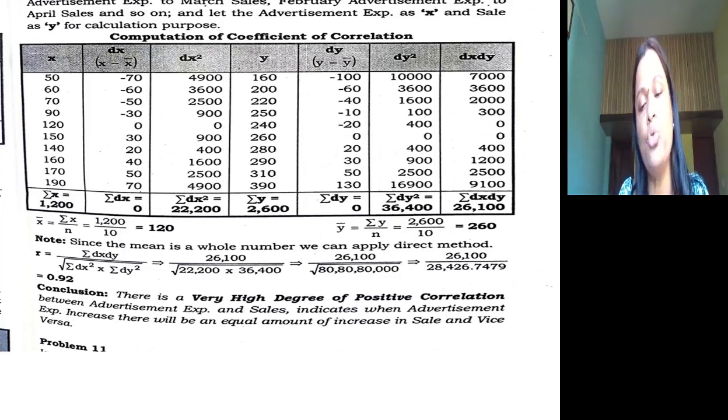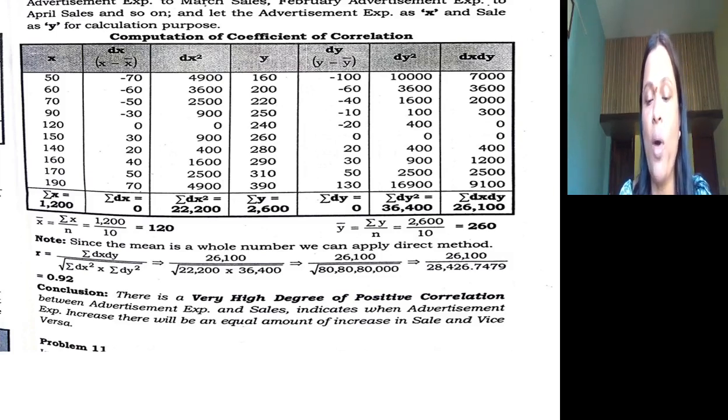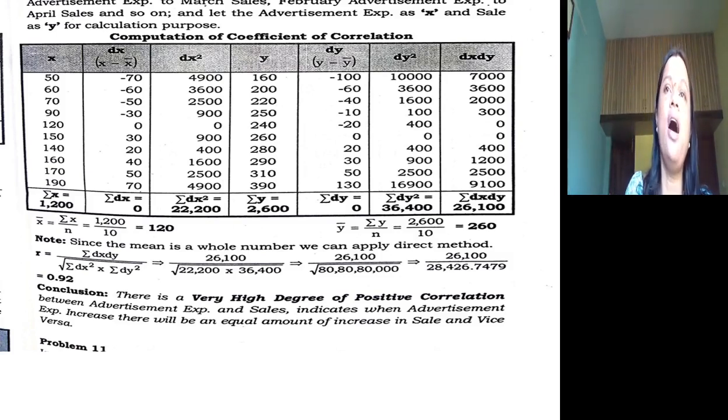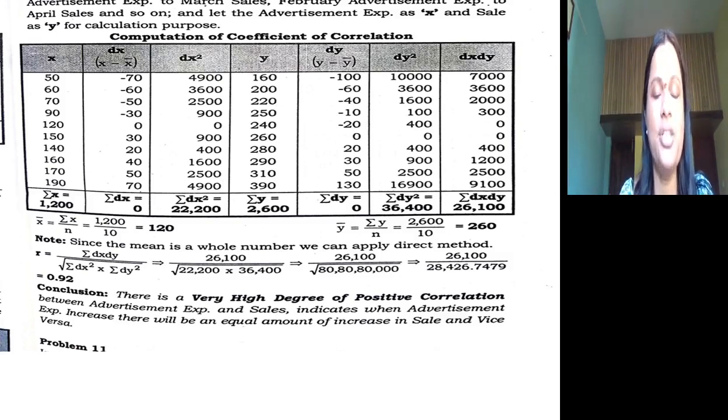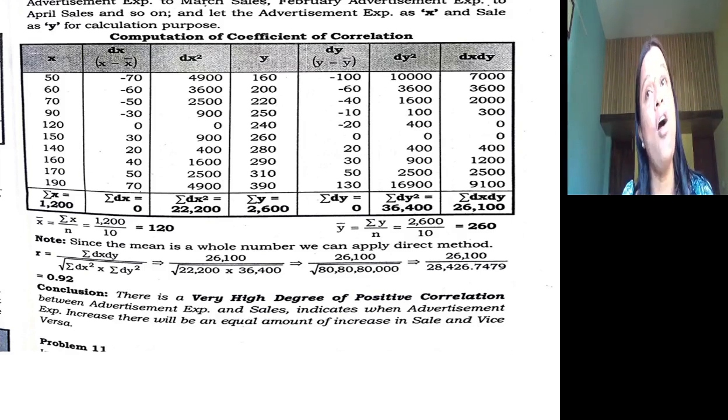Again sum of Y is 2600, divided by 10, 260. We can apply the actual mean method. So sum of dx dy, 26,100, divided by the square root of sum of dx square into sum of dy square. So we arrived at the answer 0.92. So there is a high degree of positive correlation between advertisement expenses and sales. Mind it well, we took advertisement expenses of January, sales of March. The same thing continued till the end.